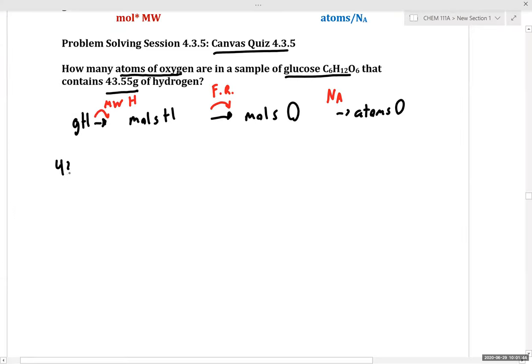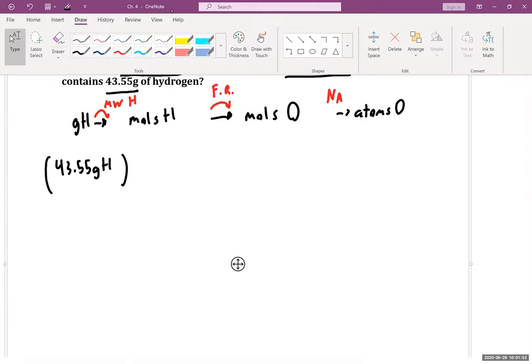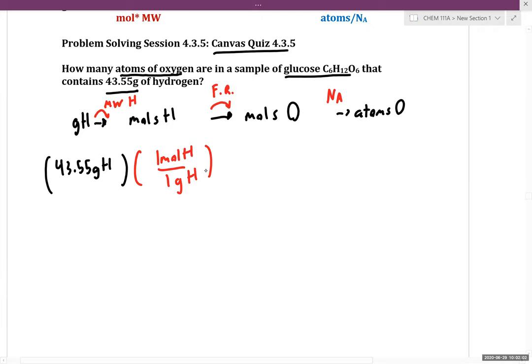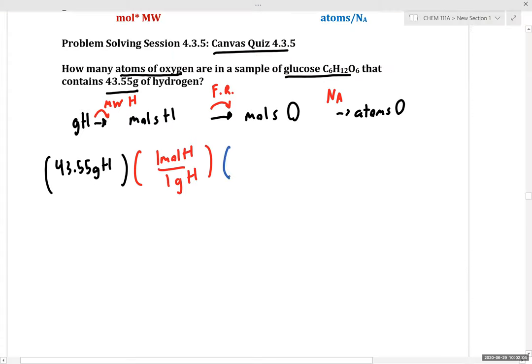So we have 43.55 grams of hydrogen, and we know from our molar mass, and hydrogen makes this pretty easy, we have 1 mole of hydrogen for every 1 gram of hydrogen. Now, looking at our formula ratio, we're going from moles of hydrogen to moles of oxygen. How many moles of oxygen are present per mole of hydrogen? What is our mole to mole ratio?